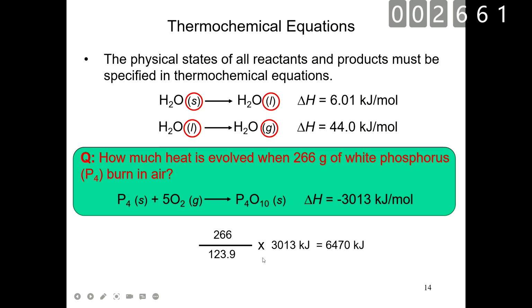We can use this way to calculate the energy released. And here we should be careful with the minus. The minus means the system loses energy. Okay, so any questions for this?